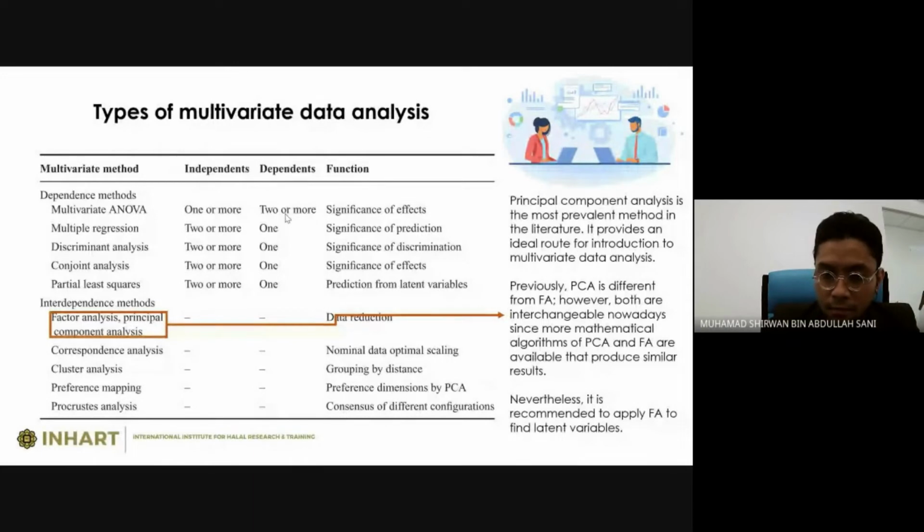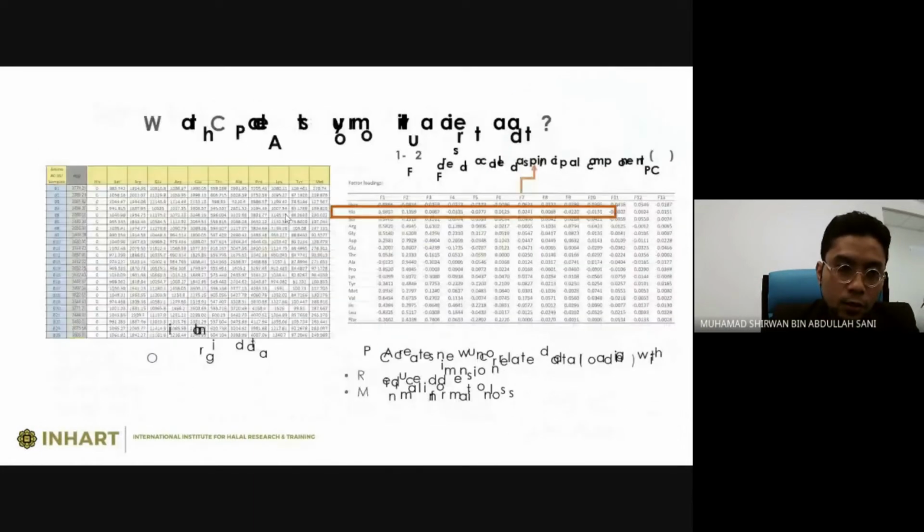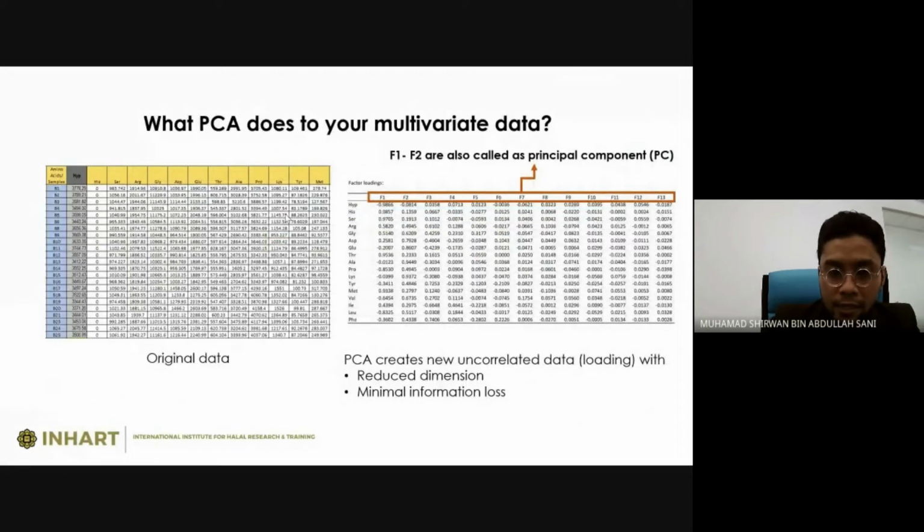We learn about PCA, principal component analysis. So from here, if we have 13 variables in PCA, they will create uncorrelated data loadings, which we call principal components. So the number of variables will be equal to the number of principal components that we generate. Generally, two principal components will be considered for PCA, sometimes called F1 and F2, the ones which bring the most explained data. So we have axis X and axis Y.